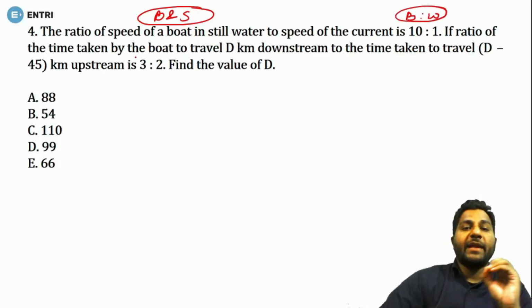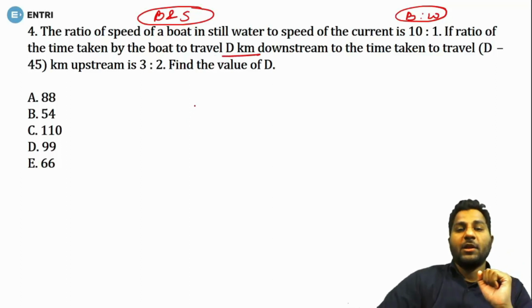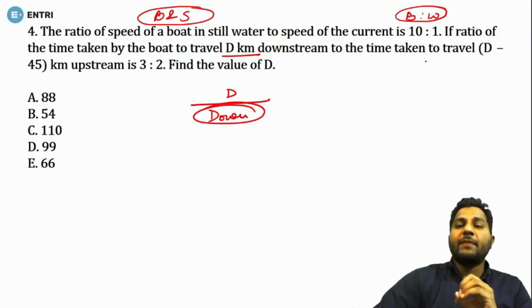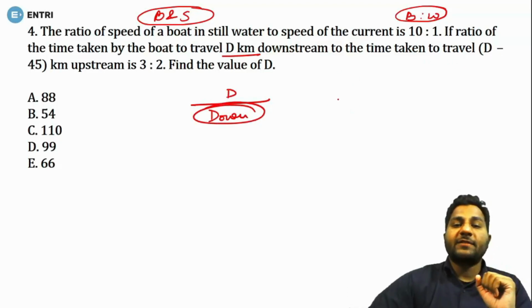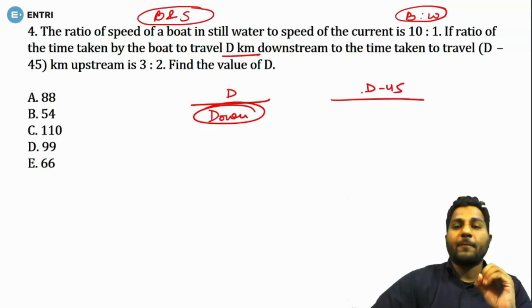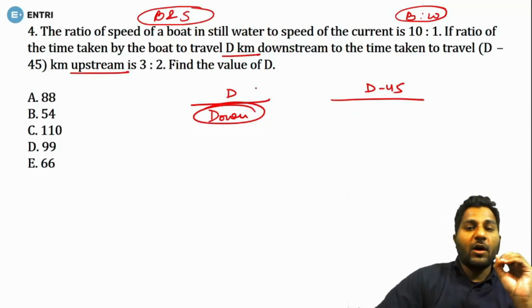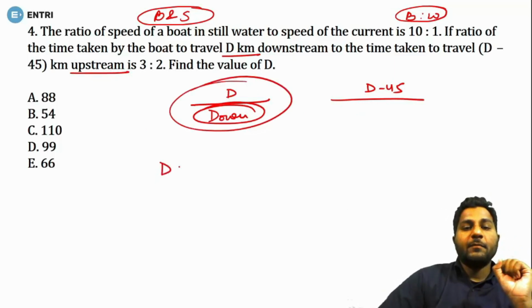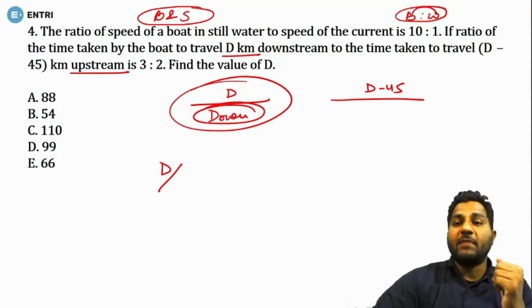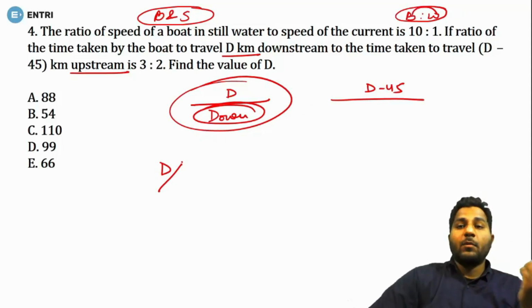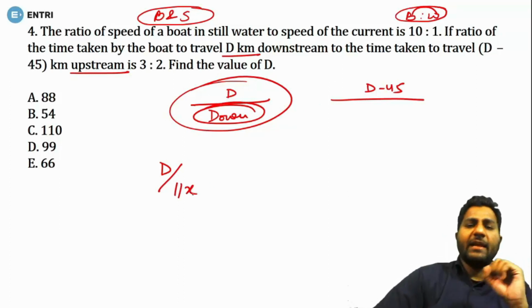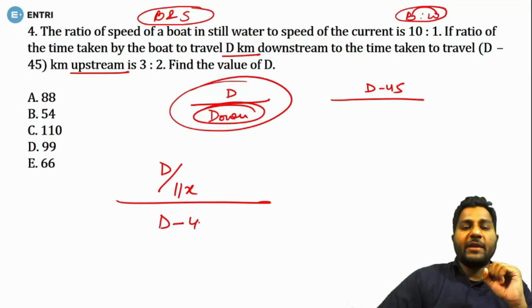If the ratio of the time taken by the boat to travel d kilometers downstream to the time taken to travel d minus 45 kilometers upstream is 3:2. So we have got the time. Let's say d by the downstream speed. The downstream speed must be the sum of boat and water, that means 11x. While the second, d minus 45 distance, must be upstream.